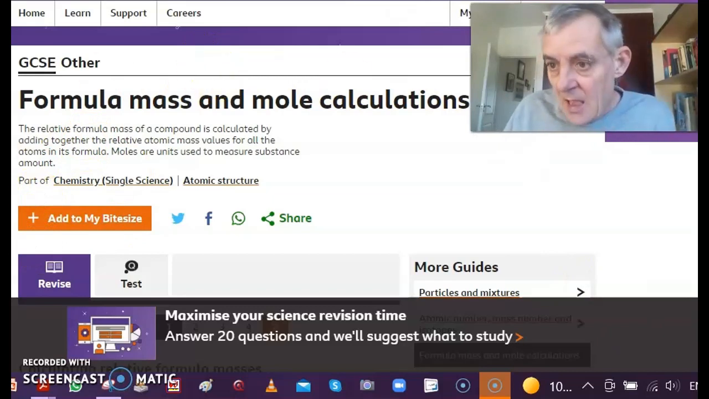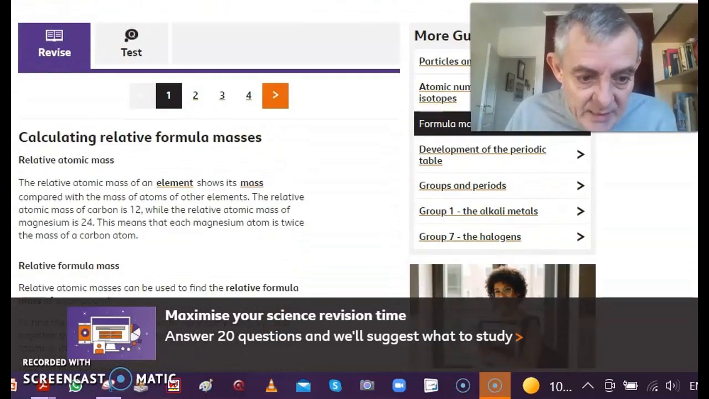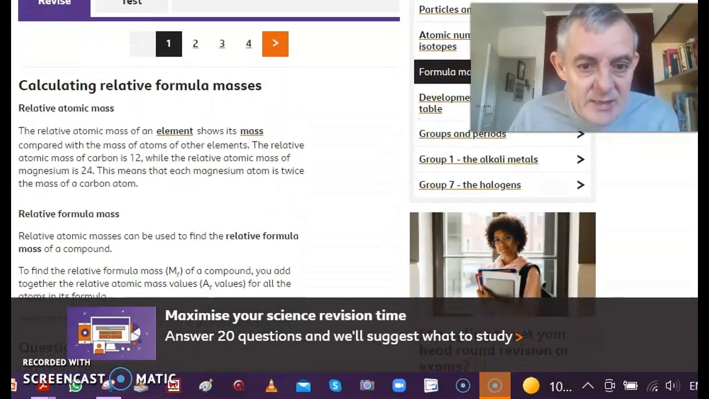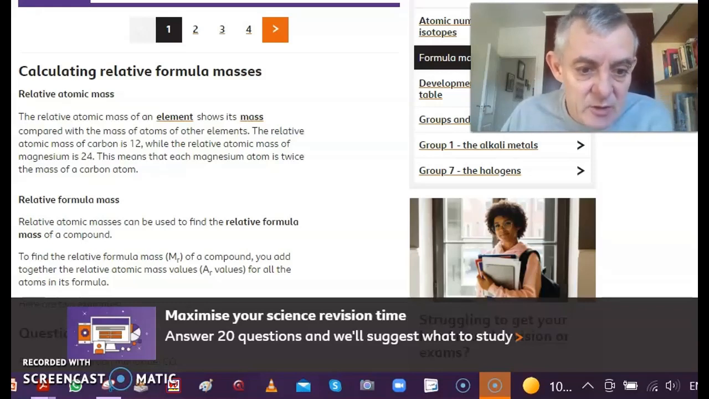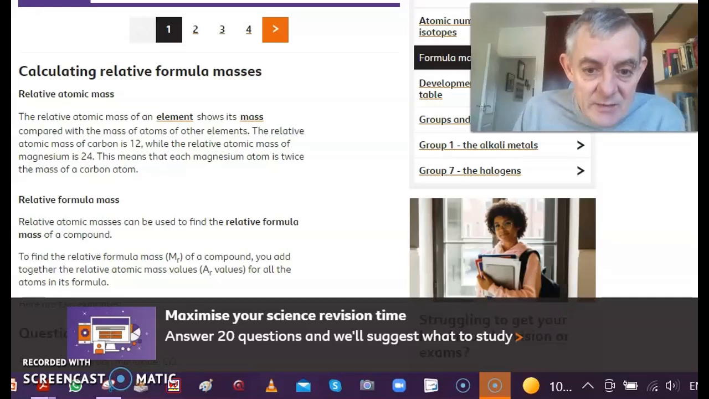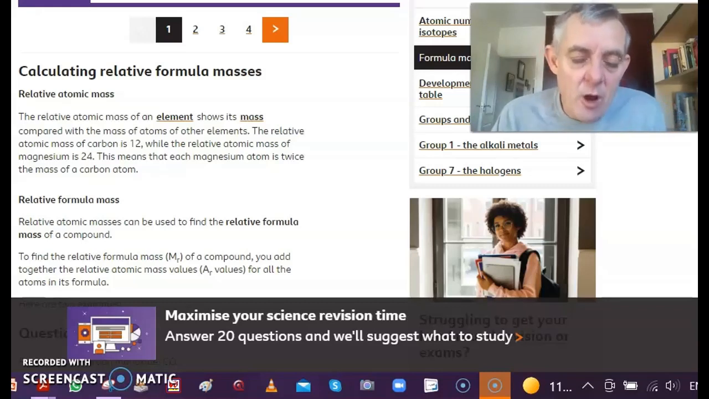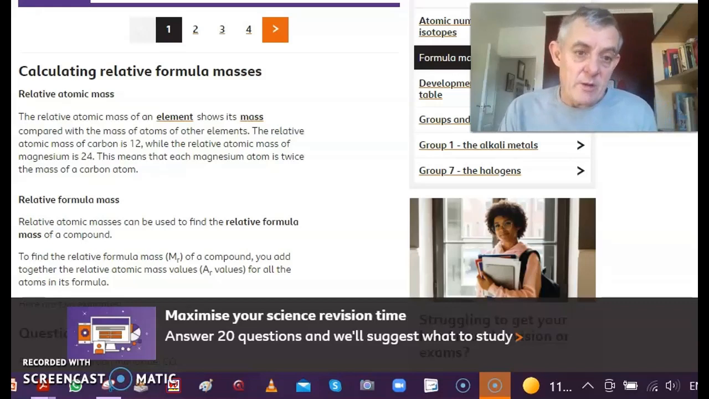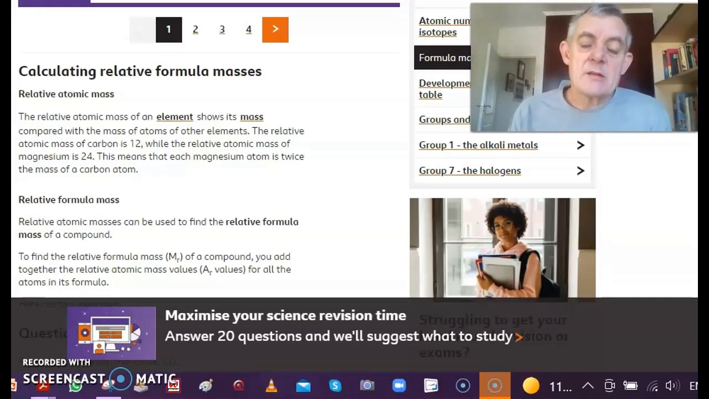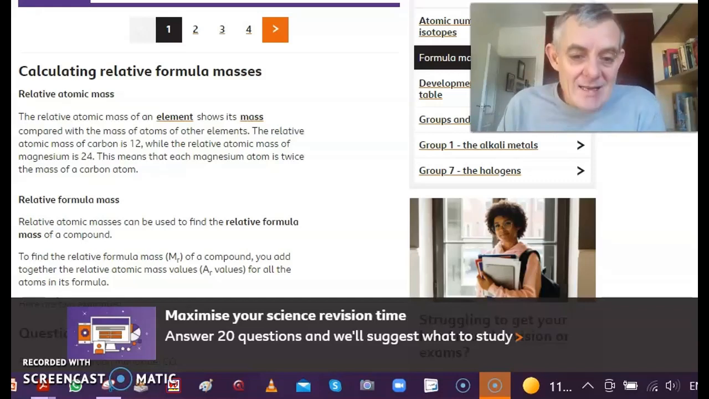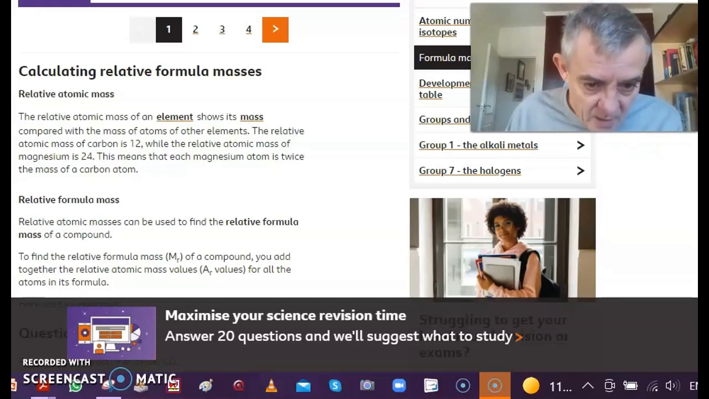Okay, so I'm not going to deal with the mole now because you will deal with that later. But let's look at some examples. Calculating the relative formula mass. So the relative atomic mass of an element shows its mass compared with the mass of other atoms of the element. So the relative atomic mass of carbon is 12, while the relative atomic mass of magnesium is 24. This means that each magnesium atom has twice the mass of the carbon atom. That is why we use these relative formula masses, because it's an easy comparison. If carbon has a relative atomic mass of 12 and magnesium has a relative atomic mass of 24, it does mean that a magnesium atom's mass is twice that of carbon.